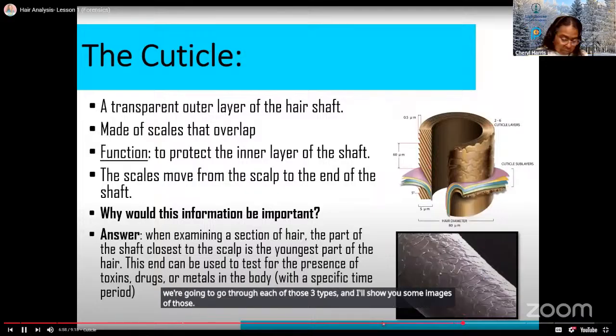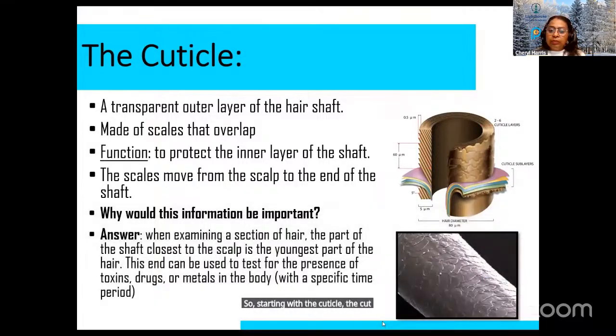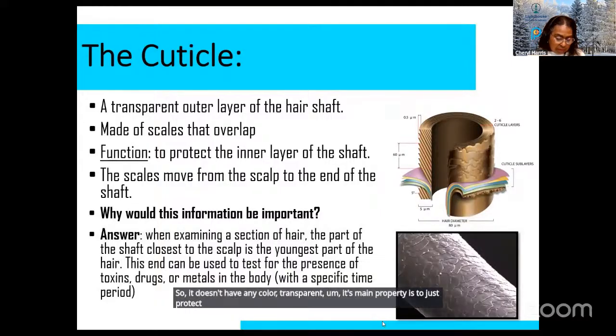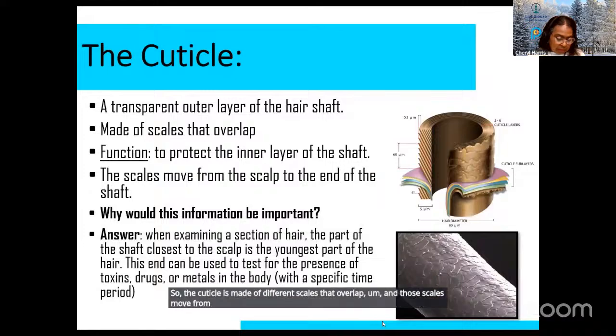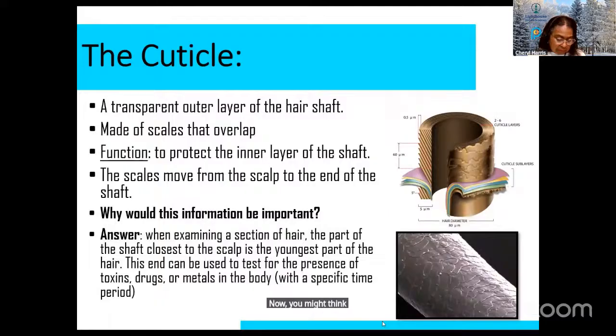So starting with the cuticle, it is a transparent outer layer of the hair shaft. So it doesn't have any color, transparent. Its main property is to just protect the cortex and the medulla. So the cuticle is made of different scales that overlap. And those scales move from the scalp to the very end of the hair shaft. Now you might think, why is that important?